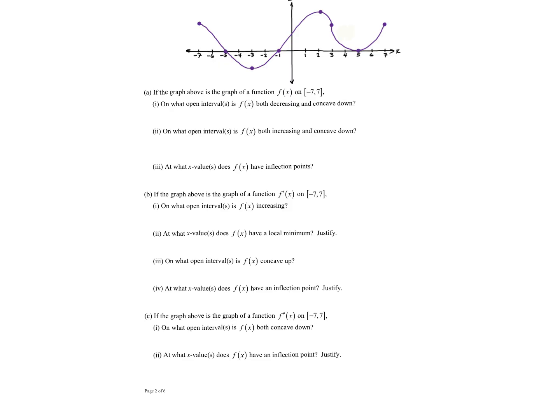If the graph above is the graph of a function f of x on the interval -7 to 7, on what open intervals is f of x both decreasing and concave down? All right, beautiful. So f of x is going to be our graph right now. And it says f is decreasing. So what does that mean? Going down. And what does it mean to be concave down? Looks like that.